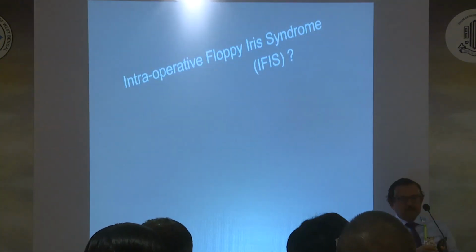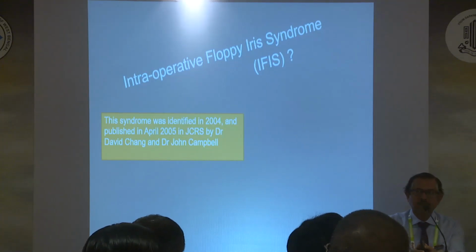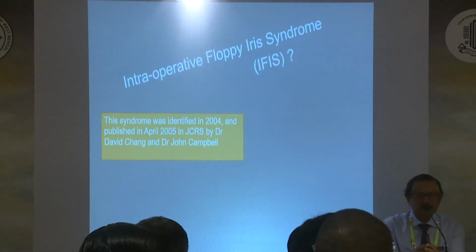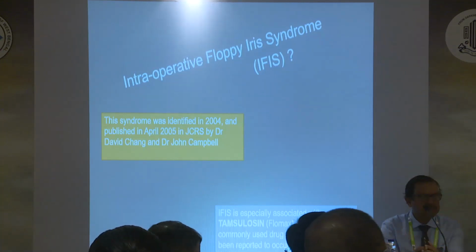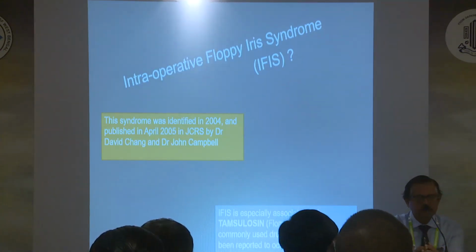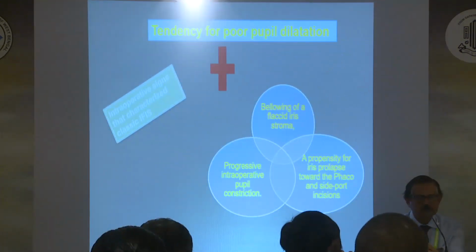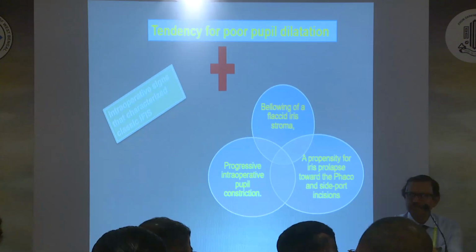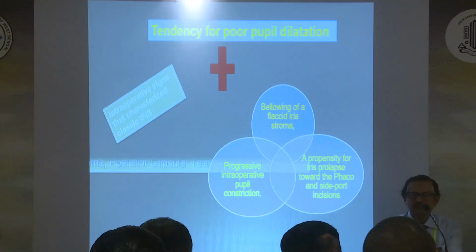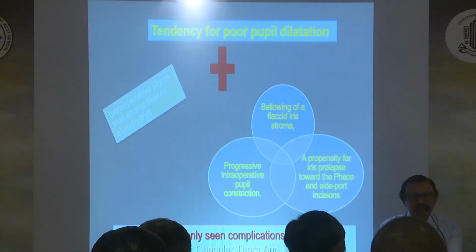Now, what is IFIS, intraoperative floppy iris syndrome? This was identified in 2004 and published in April 2005 by Dr. David Chang and John Campbell. It is specially associated with tamsulosin, the most commonly used drug for BPH, but has been reported to occur with other similar drugs too. There is a tendency for poor pupil dilatation. In addition, it has billowing of the flaccid iris, iris trauma, progressive intraoperative pupil constriction, and propensity for the iris to prolapse towards the phaco and the side port incisions. The most commonly seen complications are iris trauma, posterior capsular tear, and vitreous loss.